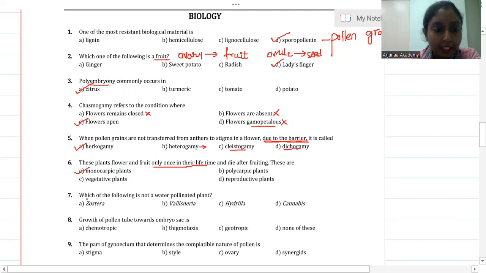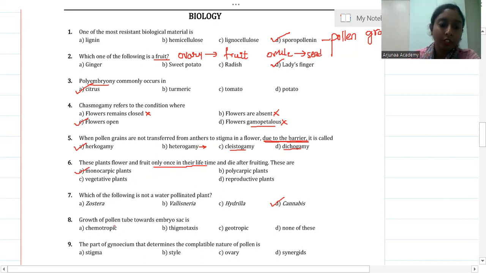And then seventh one, which of the following is not a water pollinated plant? The examples are clearly given in our NCERT book. Here Zostera, Vallisneria, Hydrilla, all of them undergo water pollination. Cannabis will not undergo water pollination. That will be the answer.